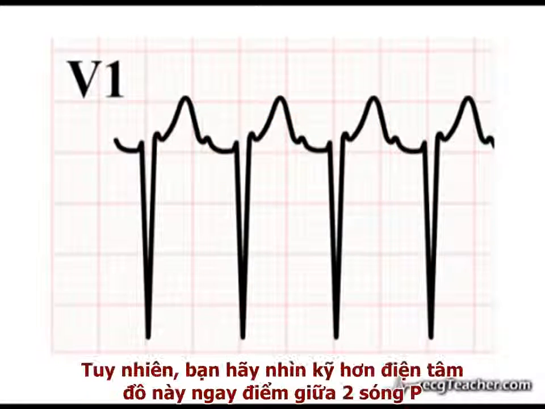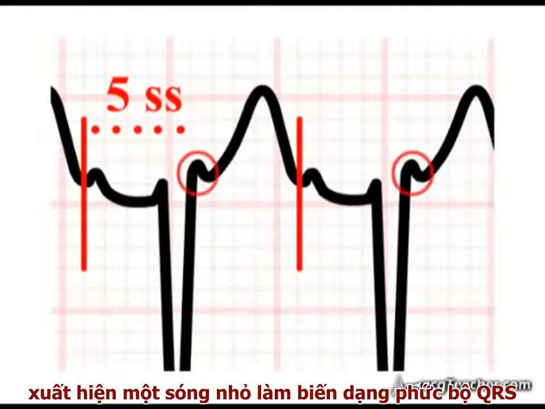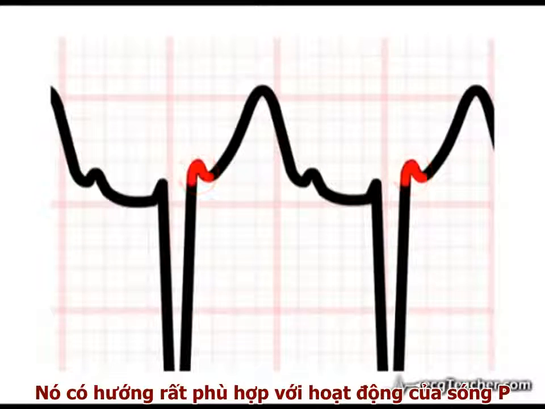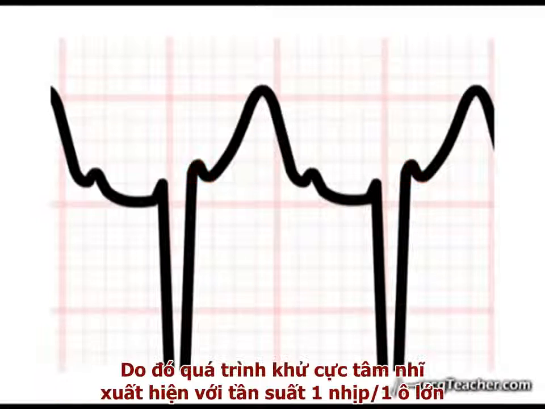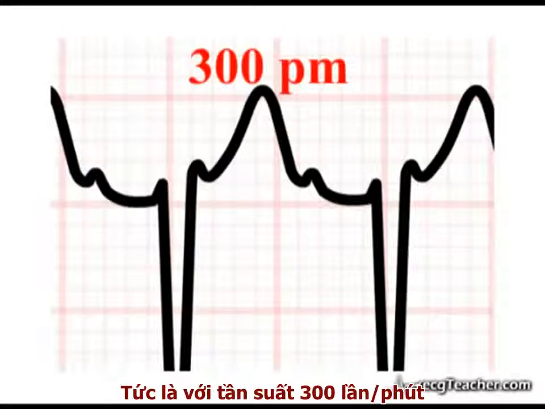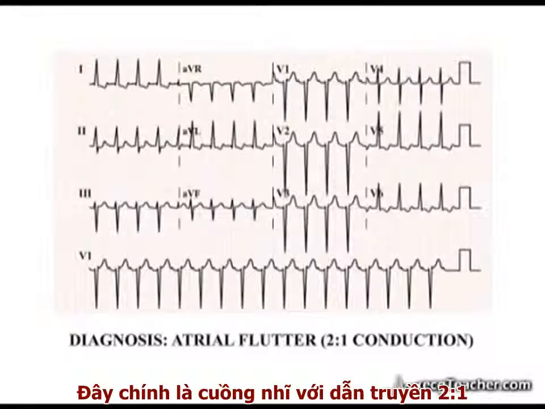It could be. However, closer analysis of the readout at a point exactly halfway between P waves shows this consistent distortion of the QRS complex. It is of the correct orientation and represents P wave activity fused with the terminal portion of the QRS complex. So atrial depolarization is occurring at a rate of once every large square, that is 300 times per minute. This is atrial flutter with 2:1 conduction.